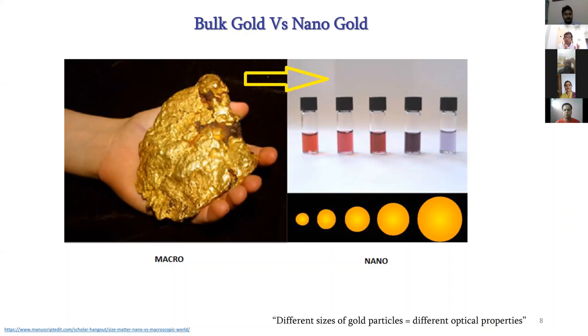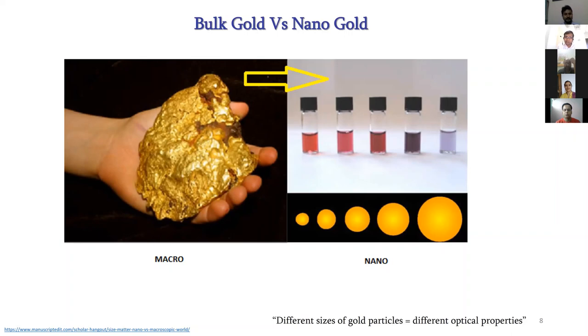But the same gold, when you reduce it to a nano size, will have a different color. It can be pink, red, blue, whatever color you want, by simply changing the size. It's the same gold material, no doping, no functionalization, nothing. It's pure gold, but a different color. So now the same electron cloud, which was reflecting the light, starts resonating with the light, and you get a different color. So we can see the dramatic change in the optical properties of the material when you go to a nanoscale.